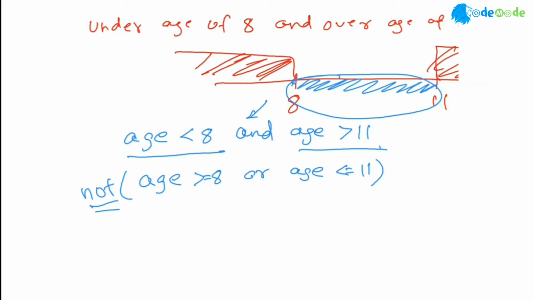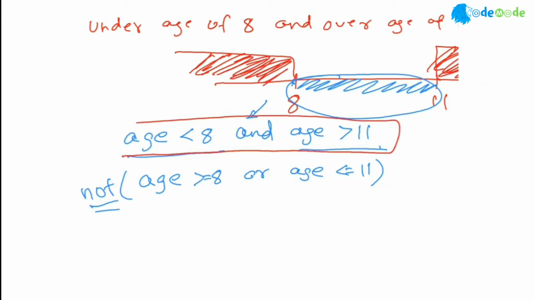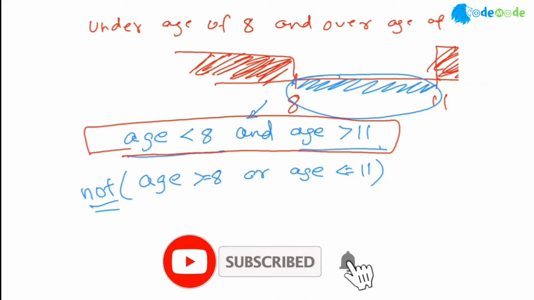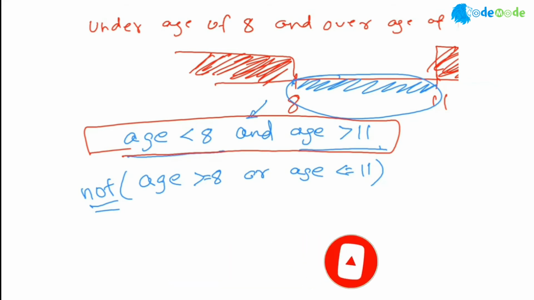What do you think? The highlighted area, in this red, this area and this area, can I represent it like this? No. Why? Age has to be greater than 8 and less than 11.